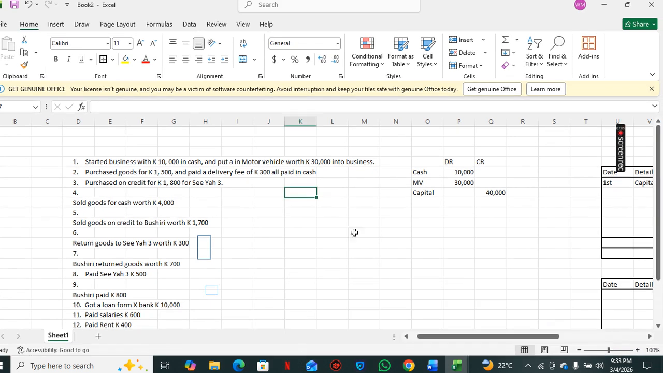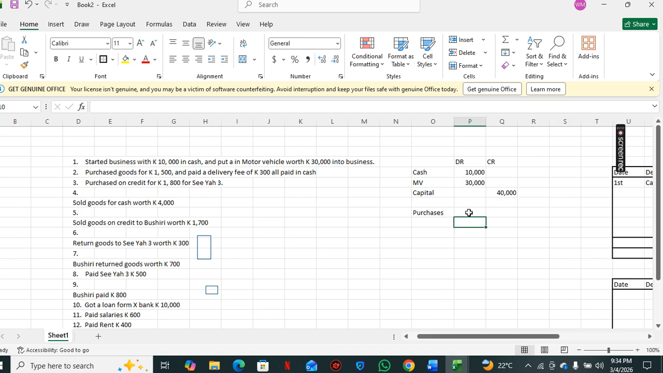So our journal entries here: you debit purchases expense, purchases 1,500. Carriage inwards, debit 300. Then cash, you credit 1,800.